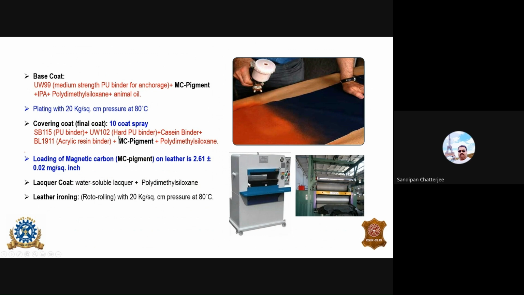And then we have done a 10-coat spray by mixing our magnetic carbon pigment with PU binder, hard PU binder, casein binder, acrylic resin, and polydimethylsiloxane. We have done 10 times spray coating on the leather. By this process, we transfer 2.61 milligram of magnetic pigment per square inch of the leather surface. And finally, we have done a lacquer coat and leather ironing to set the surface.